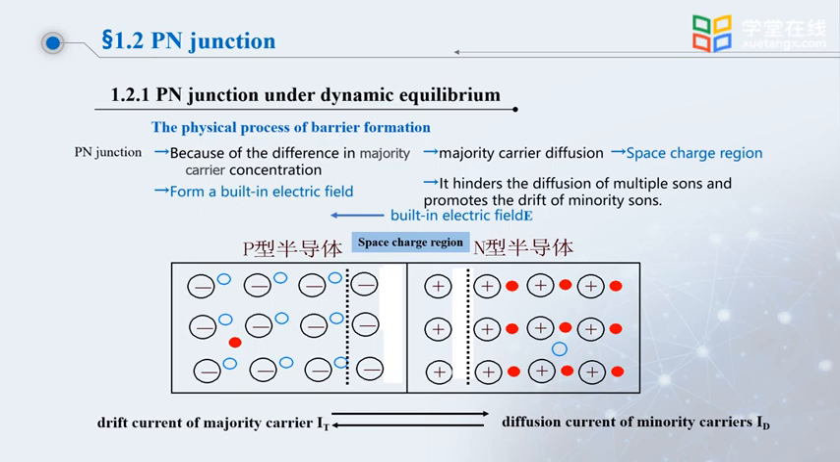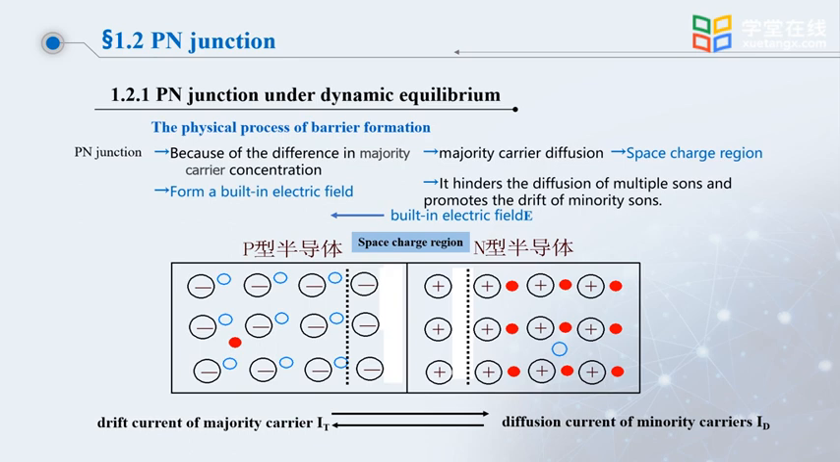After the space charge region is formed, let's observe it. In the n-type semiconductor, the impurity ions are positively charged. In the p-type semiconductor, the impurity ions are negatively charged. This will form a built-in electric field. The direction of the electric field is from the positive ions to the negative ions.